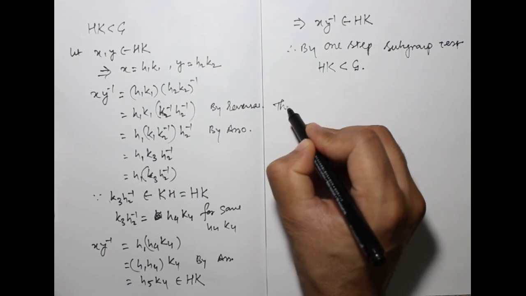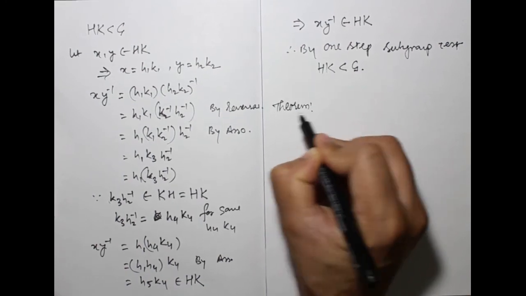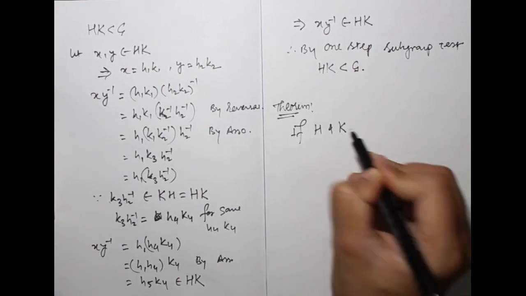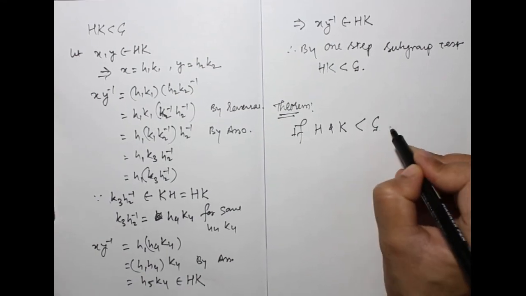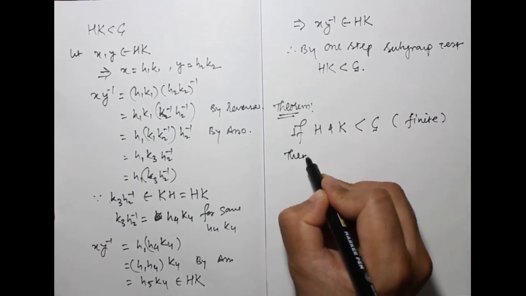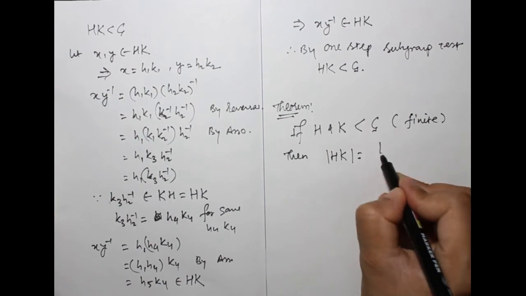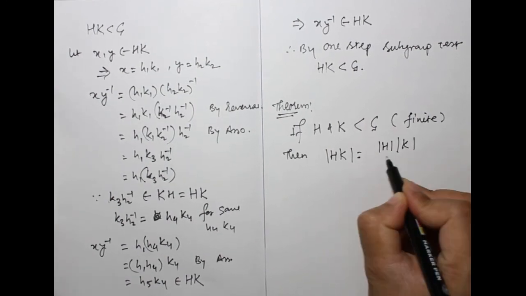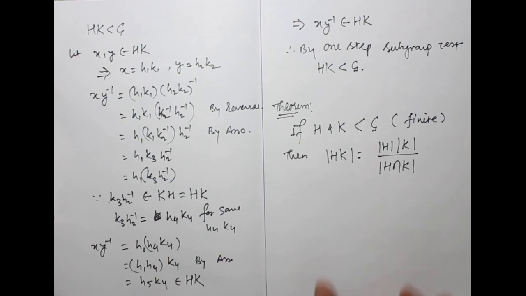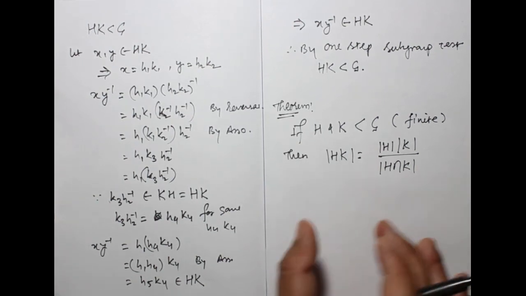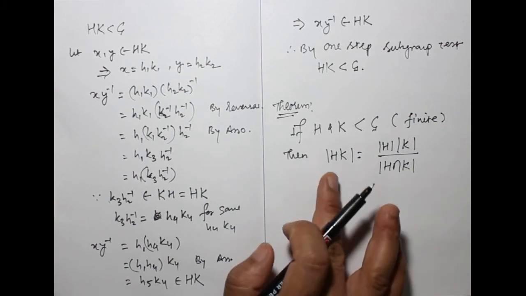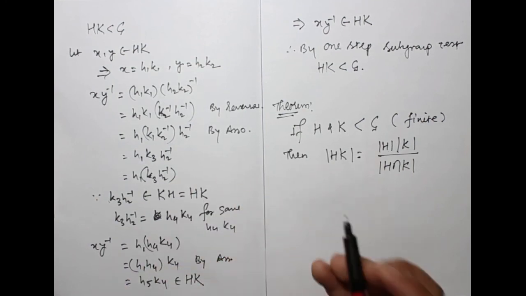We have another theorem. If H and K are subgroups of G, where G is finite, then the order of HK equals order of H times order of K upon order of H intersection K. This is the most important theorem in this section, where HK is the product of subgroups. We will now prove it.